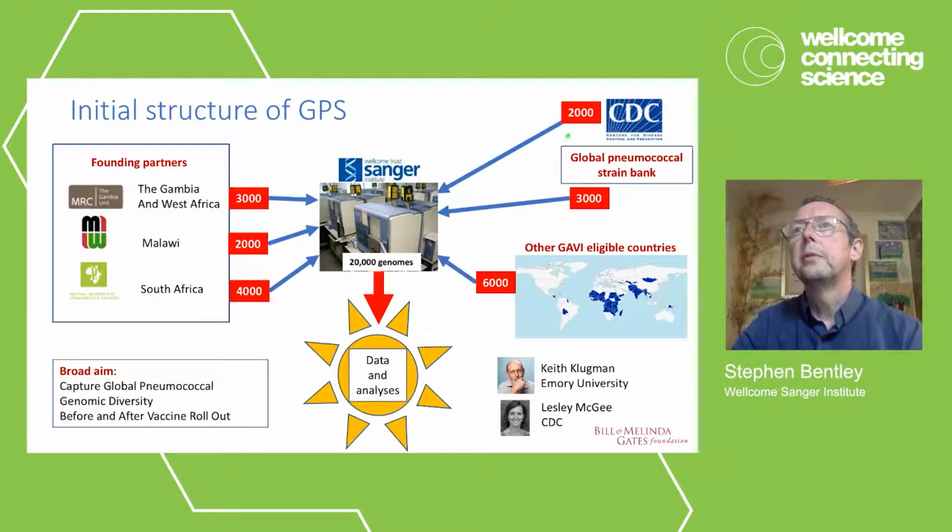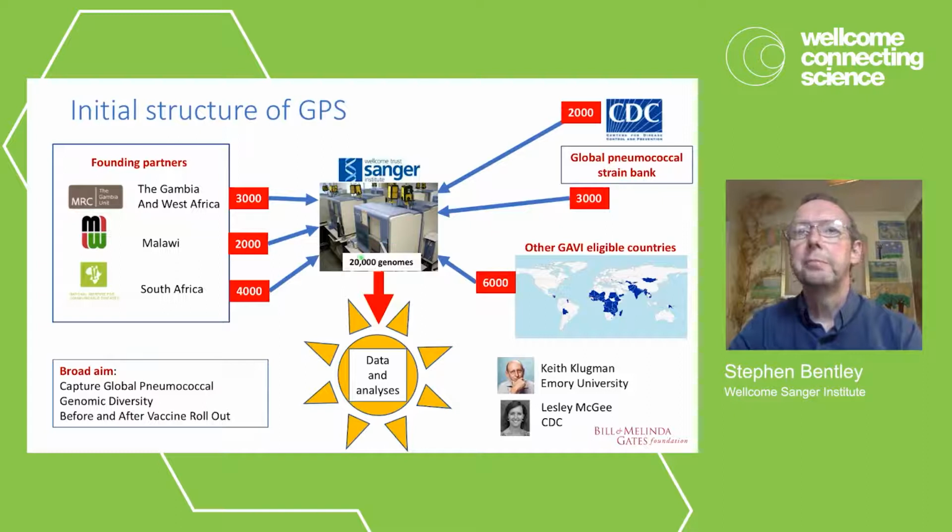We also accessed 2,000 samples from the US national surveillance system, US being the place where the vaccine had been introduced first. And at CDC there was also available the global strain bank of 3,000 samples, which gave us a reasonably good sampling of the globe. And then that left us with 6,000 samples to fill in the gaps and try and engage with countries to help us with this aim of capturing a global pneumococcal genomic diversity sample pre and post vaccine.